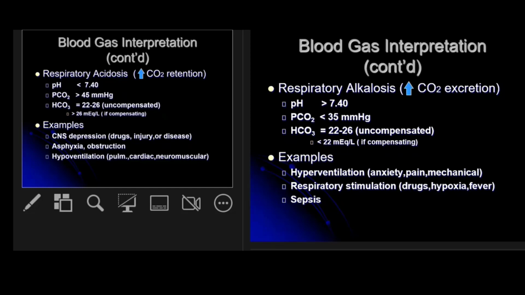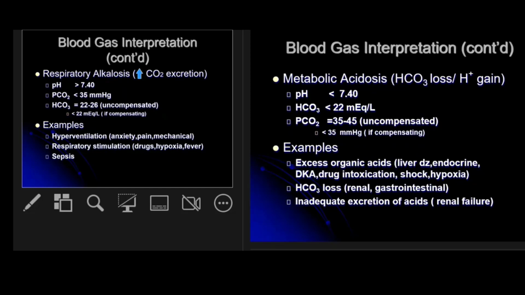An example of this would be somebody that's got any kind of CNS depression on board, or somebody that doesn't spontaneously breathe on their own and you've got their ventilator set wrong. Anybody that's got asphyxiation or some kind of obstruction, and anybody that's hypoventilating for any reason. Questions about that? That's respiratory acidosis.